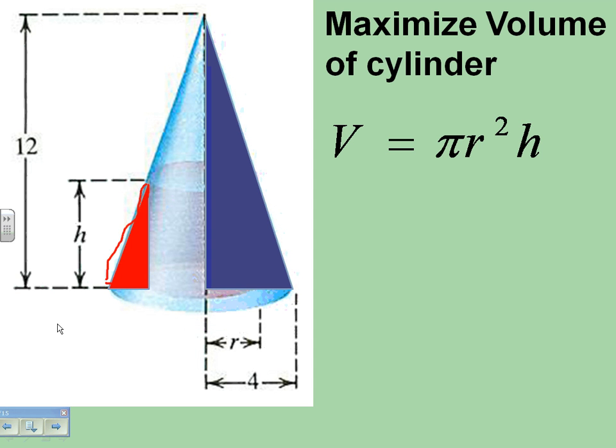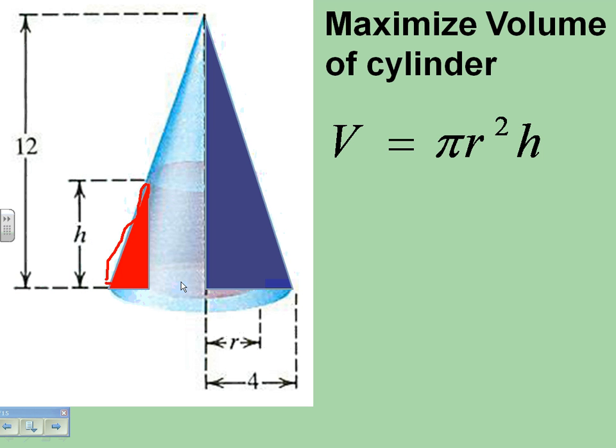And there's the other similar triangle I want to use. It's pretty obvious with the dimensions they give you. The 4 highlights the base of the blue triangle. The H highlights the height of the red. The 12 highlights the height of the blue. And the R, well, it's just kind of hanging out. But it represents part of the base of the red one.